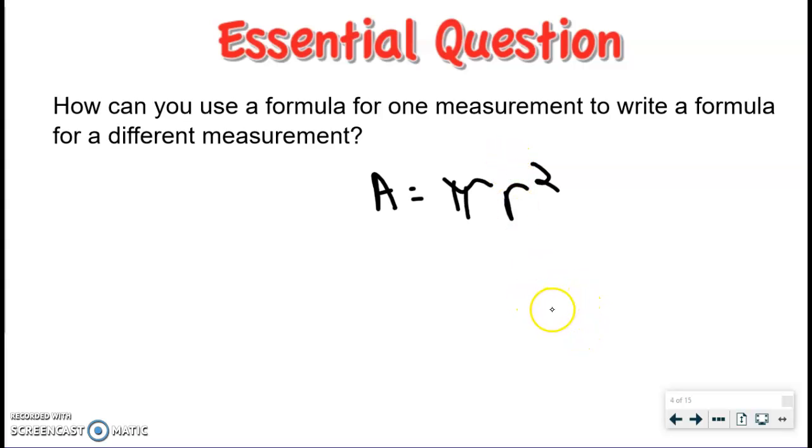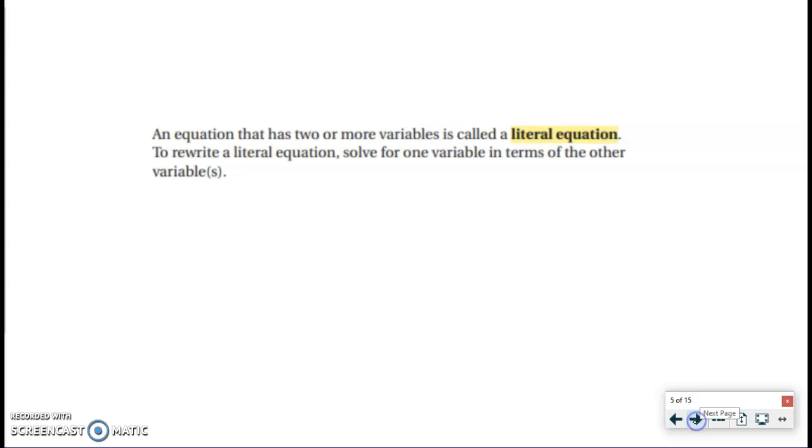I will say this is probably one of the trickier parts of this unit, is understanding that basically these variables you can move around just like any other number. It's just understanding what operations are happening to them and how you can undo those operations.